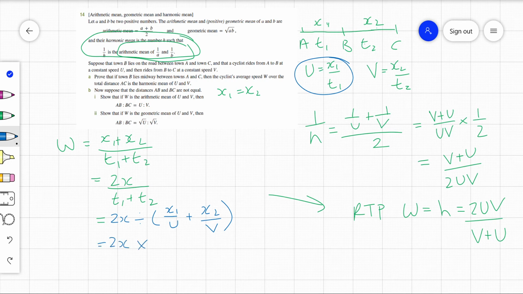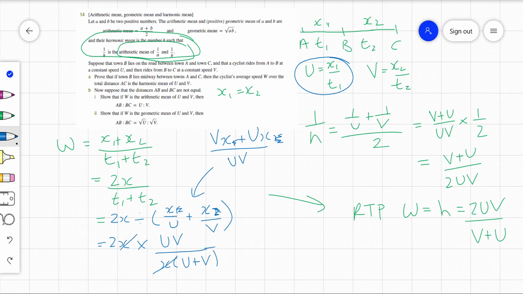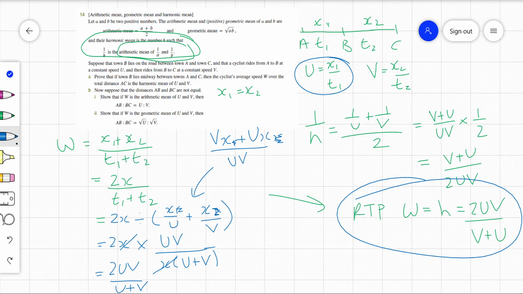So I would multiply by the reciprocal. Now that as a fraction, if I make a common denominator of uv, I've got vx1 plus ux2. So if I now multiply by uv on, and remember that the x's are exactly the same because x1 equals x2, let me factorize by the x there. So you can see the x's will cancel and you'll get indeed 2uv on u plus v there, which is what we were required to show there.